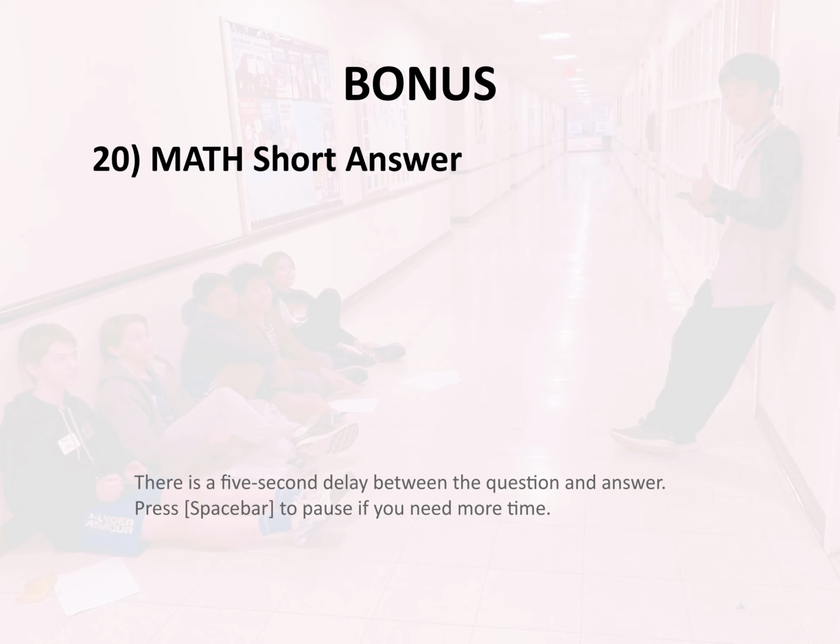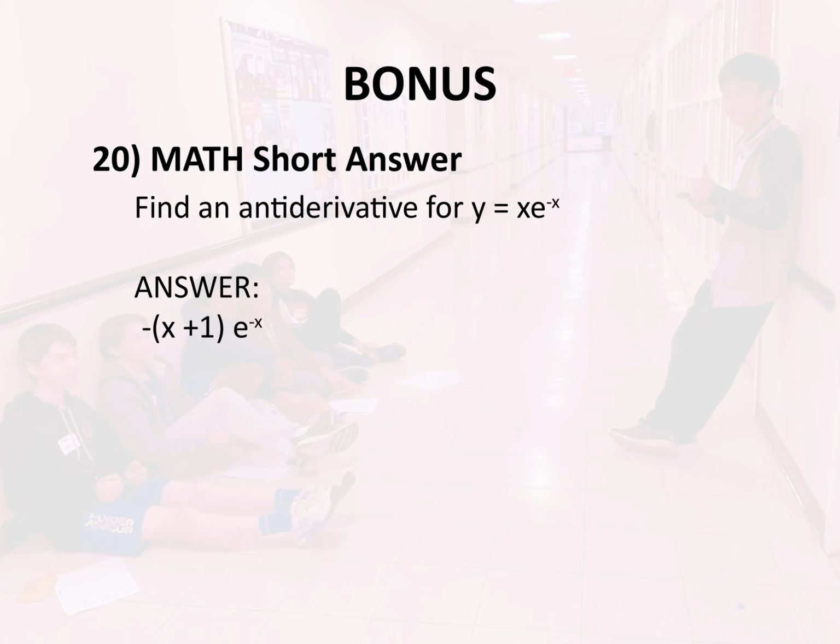Bonus, 20. Math. Short answer. Find an antiderivative for y equals x times e to the power of negative x. Answer, negative open parenthesis x plus 1 close parenthesis times e to the power of negative x.